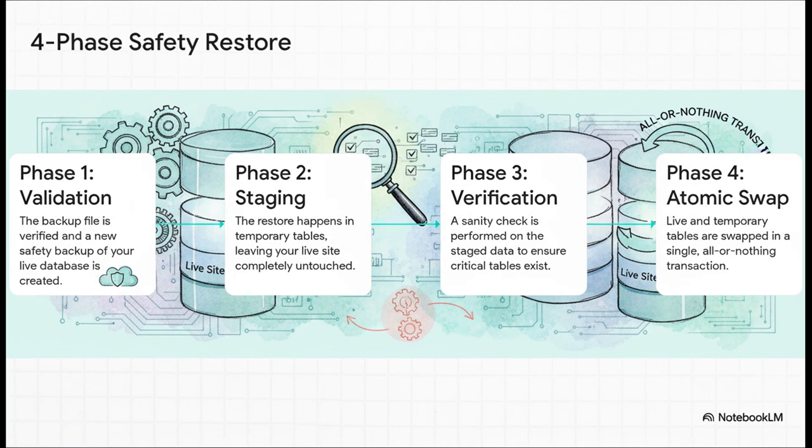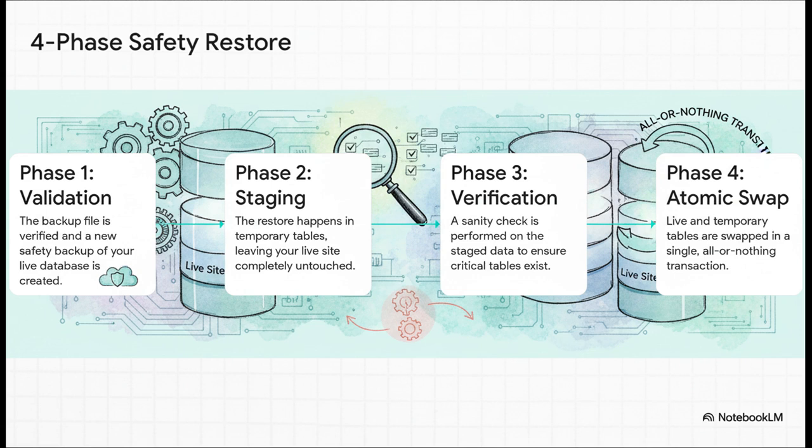So how did we make the restore process totally bulletproof? Well, it's not just a simple import. It's a really careful 4-phase operation. First, we check your backup file to make sure it's valid. And then, we take another safety backup of your current live site just in case. Then, and this is the really clever part, we restore your data into temporary hidden tables. Your live site is completely untouched during this process.